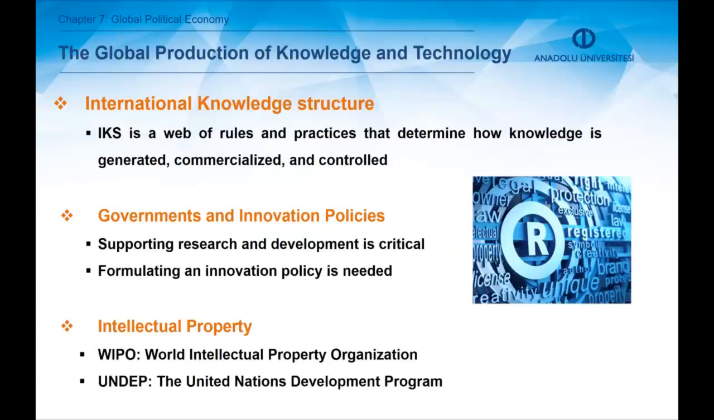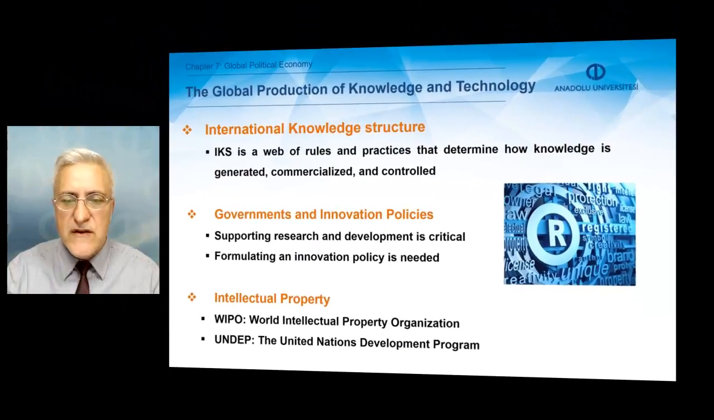And now the global production of knowledge and technology. In fact, the international knowledge technology structure is a web of rules and practices that determine how knowledge is generated, commercialized, and controlled. The governments and their innovation policies are critical in this process, and the governments support the individual and private research and development projects, and governments around the world formulate an innovation policy. And when it comes to intellectual property, the main institution responsible for promoting intellectual property rights around the world is the WIPO, which is the World Intellectual Property Organization. And another critical organization is the United Nations Development Program, UNDP.